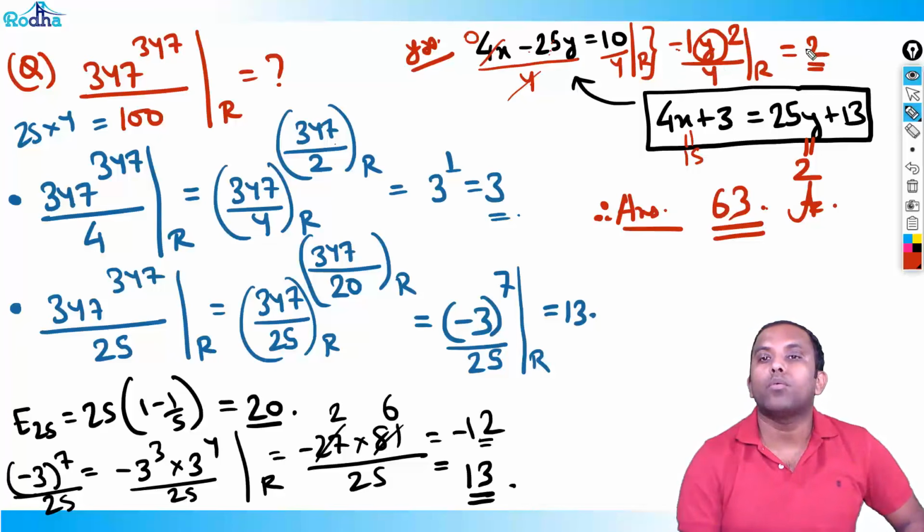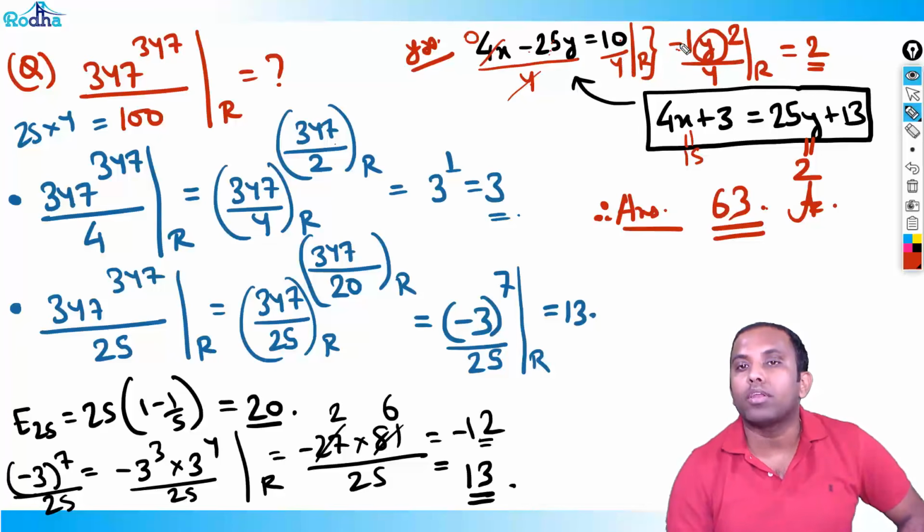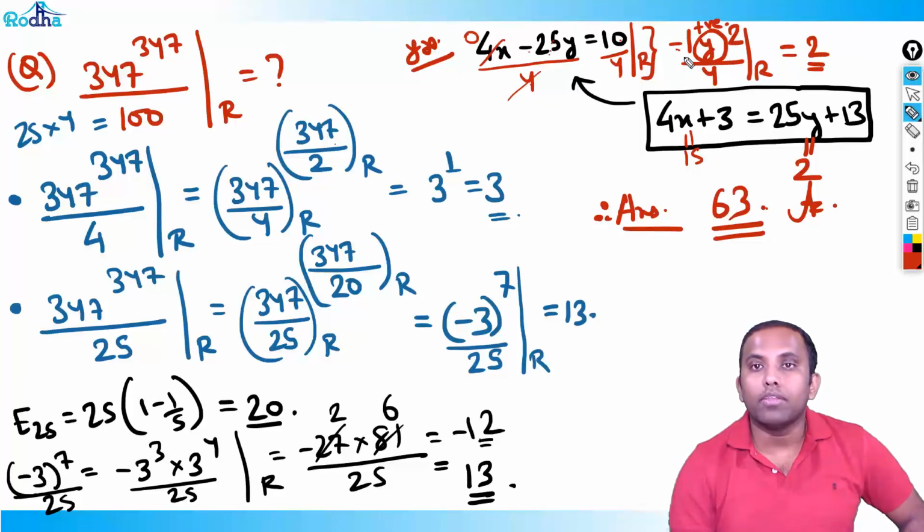What do I want it as? I want it to be 2, because 10 by 4 remainder is 2. But here it is minus 1, and I know that y has to be positive. So the overall numerator is negative. At what value of y will I get this overall remainder as a negative remainder?